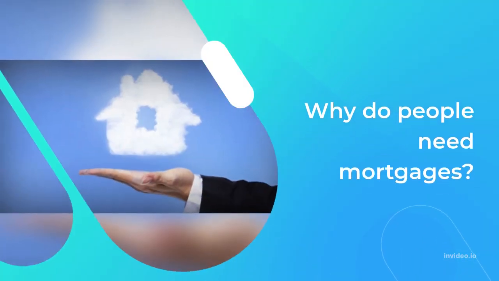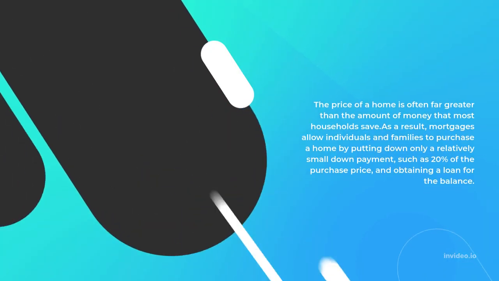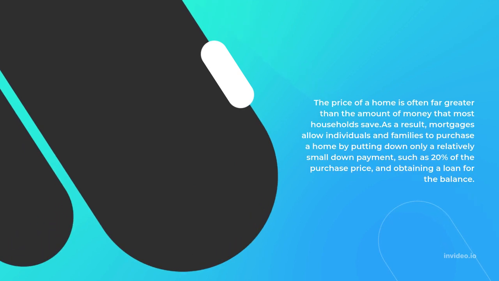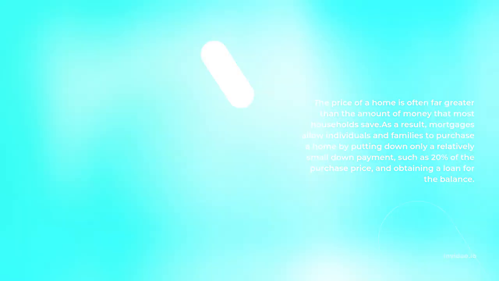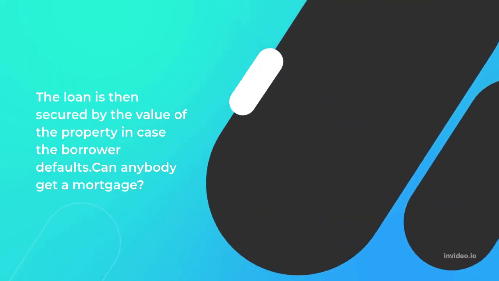Why do people need mortgages? The price of a home is often far greater than the amount of money that most households save. As a result, mortgages allow individuals and families to purchase a home by putting down only a relatively small down payment, such as 20% of the purchase price, and obtaining a loan for the balance. The loan is then secured by the value of the property in case the borrower defaults.